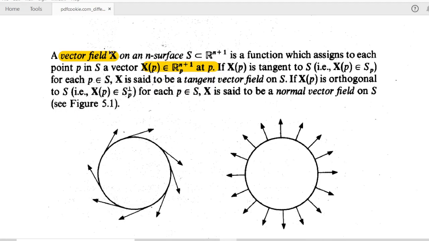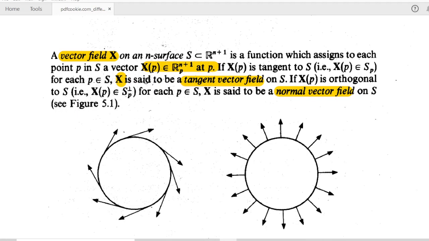So remember, the notation of vector field is capital X bar. The notation of a vector is X bar of P. If X bar of P is a tangent vector, so if at every point we can assign a tangent vector, we call it a tangent vector field. Then X bar is said to be a tangent vector field on S. Similarly, if X bar of P is orthogonal, that means it's a normal. If we are considering a normal vector at each point on S, we call it a normal vector field.